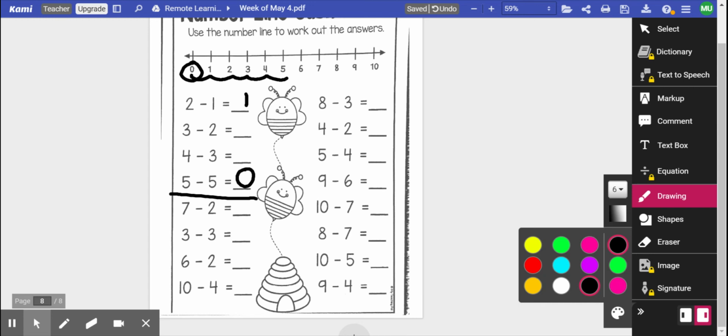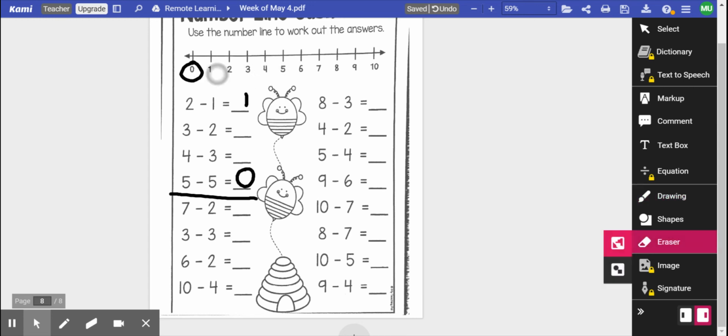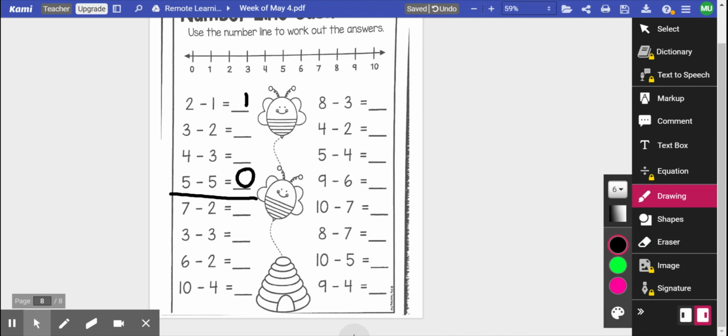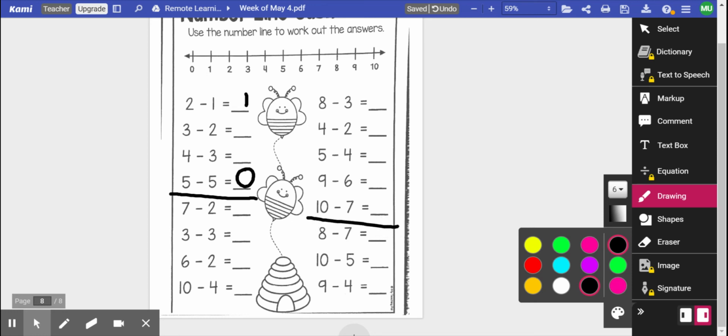I'd like to try one more with you. I hope I have time. I only get 5 minutes to record, so I hope I have enough time. We're going to do 10 minus 7. So we start all the way here at 10 and take away 7. We're going to go backwards while counting. 1, 2, 3, 4, 5, 6, 7. I landed on the number 3. 10 minus 7 equals 3.